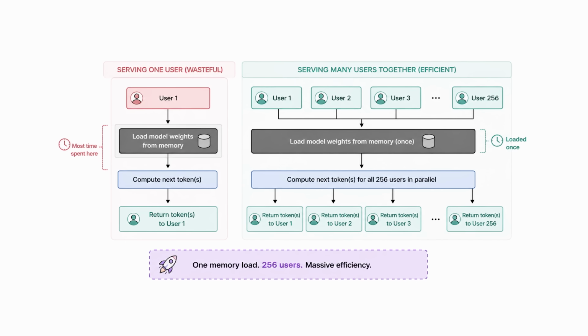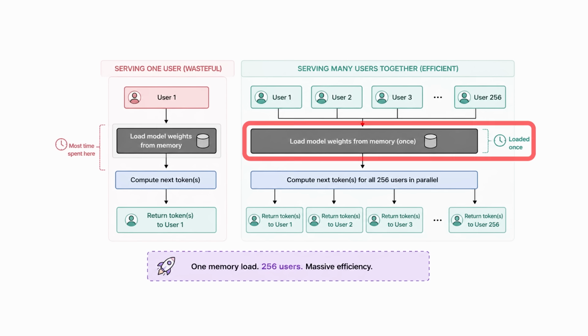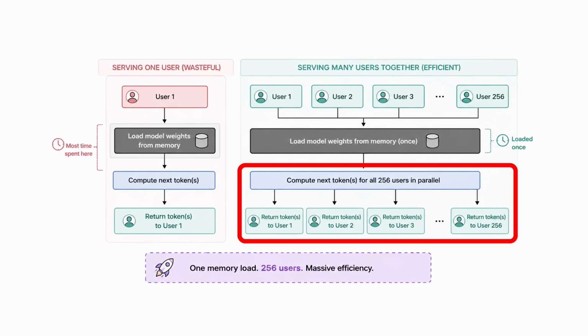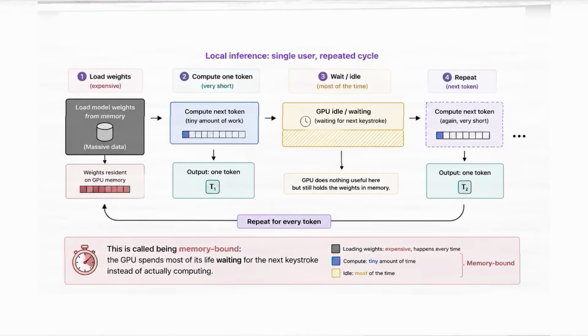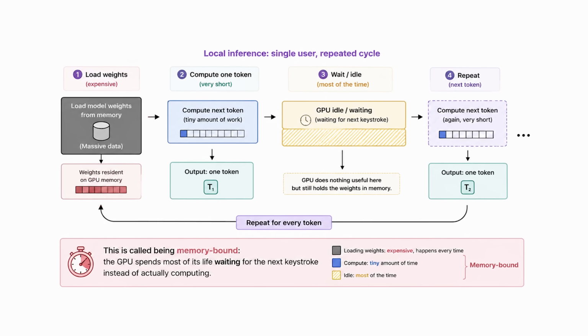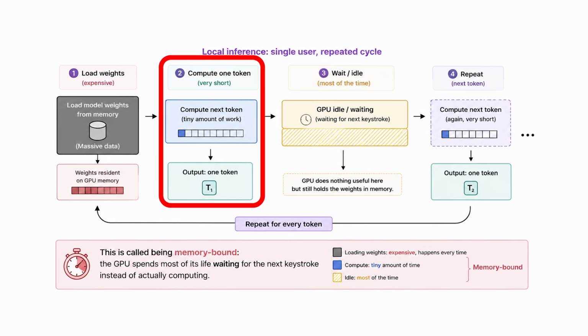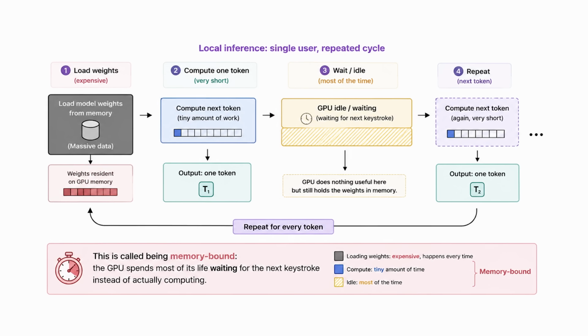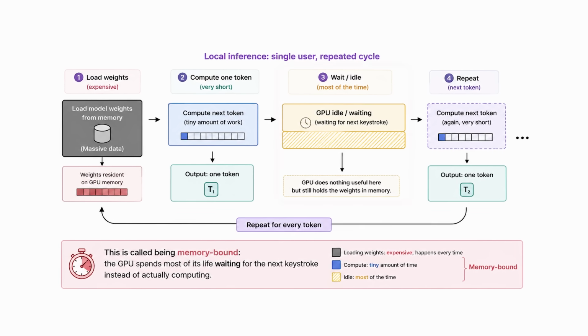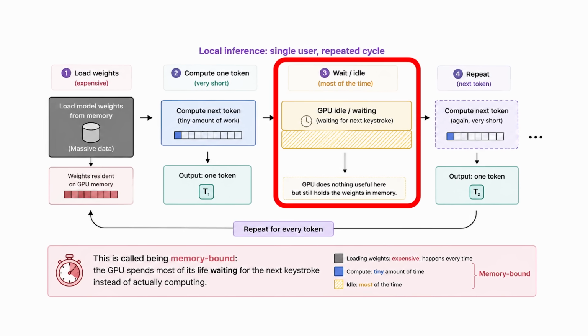So the servers batch hundreds of users together, load the weights once, and run them against everybody at the same time. And that way you can serve 256 users with one memory load. But when you run a model locally, you're just one user, so there's nobody to batch you with. The GPU loads the massive portion of weights, does a tiny little computation to produce one token, and then it sits there idle before doing it all again. In technical terms, this is called being memory bound. Your expensive GPU spends most of its life waiting for the next token instead of actually computing.